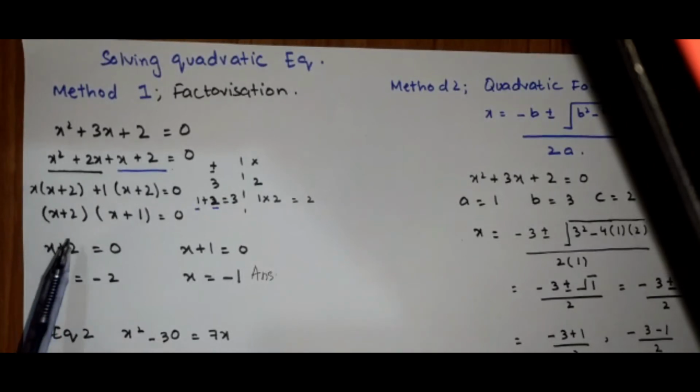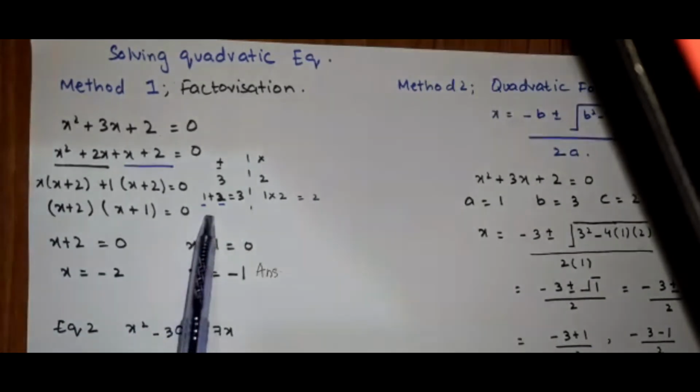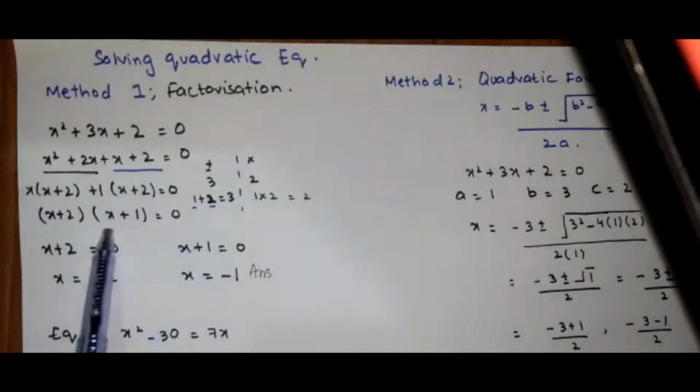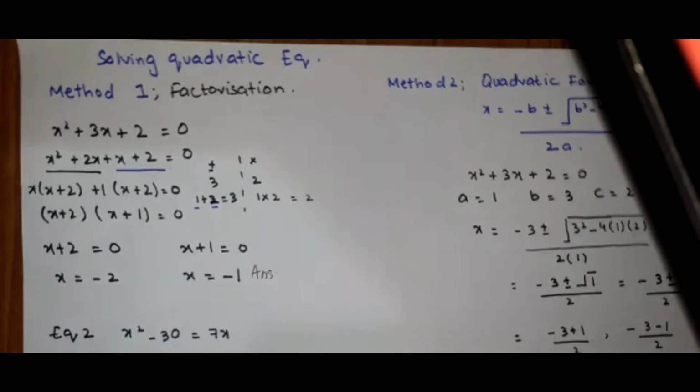One of the things which I forgot to tell you is that if the question says to factorize, then our answer will remain till here, as we have formed the factorized form of our quadratic equation. These are the two factors of the quadratic equation.